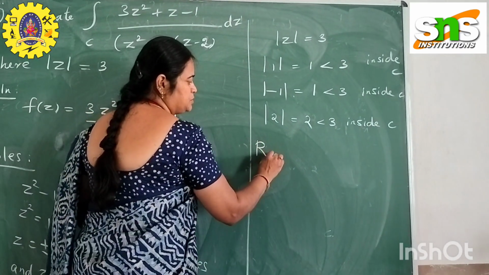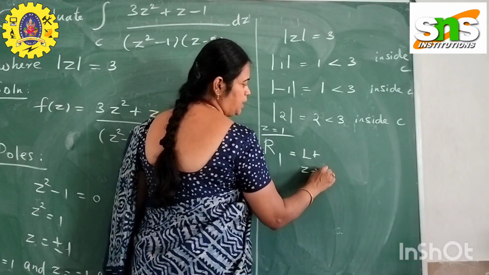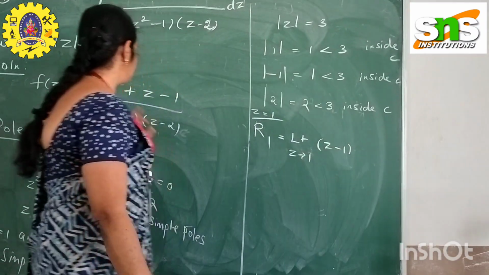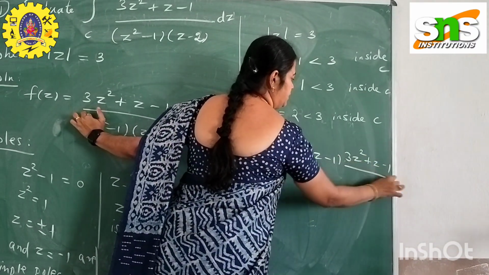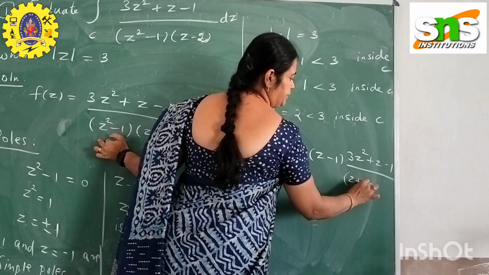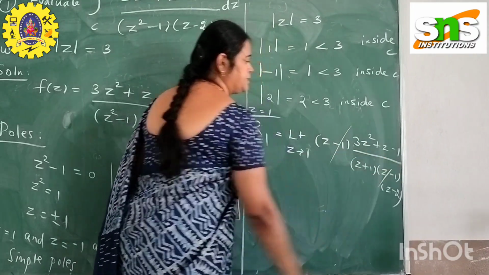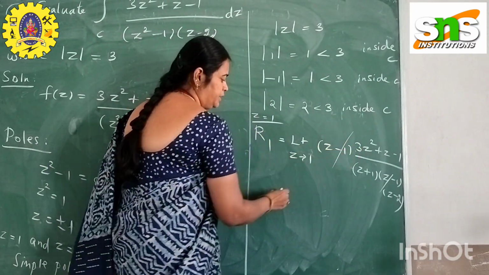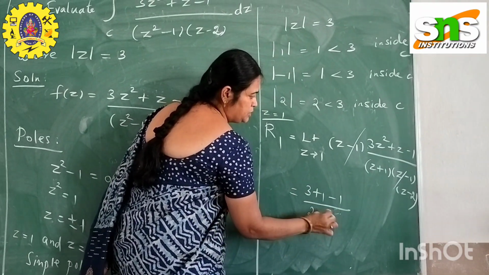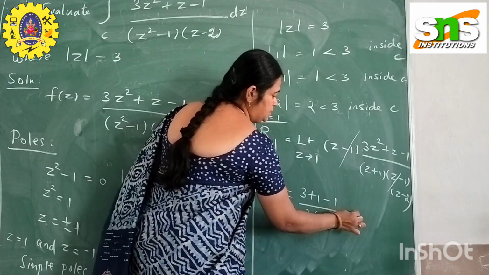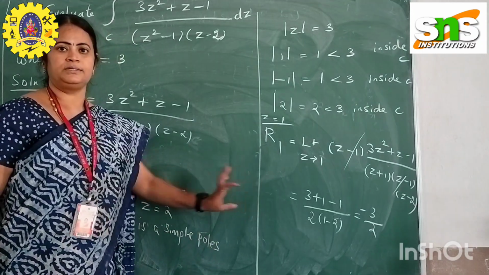First let me calculate the residue at z equal to 1, which is given by the limit as z tends to 1 of z minus 1 into f of z. Our f of z, 3z square plus z minus 1 divided by z square minus 1, can be written with the denominator as z plus 1 into z minus 1 into z minus 2. So z minus 1 and z minus 1 cancel. When you substitute 1, you get 3 plus 1 minus 1 divided by 1 plus 1, which is 2, and 1 minus 2, which is minus 1. So the answer for residue 1 is minus 3 by 2.